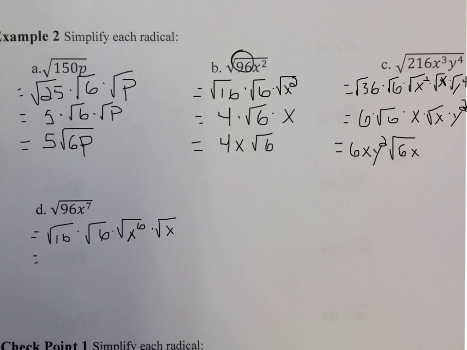And the square root of 16 is 4. Can't do the square root of 6, so we leave it as the square root of 6. The square root of x to the 6th, we're going to divide that power by 2, so that becomes x to the 3rd. And we got another square root of x. Rewrite it with things without the radical in front: 4x cubed. And then things underneath the radical, 6 and x.